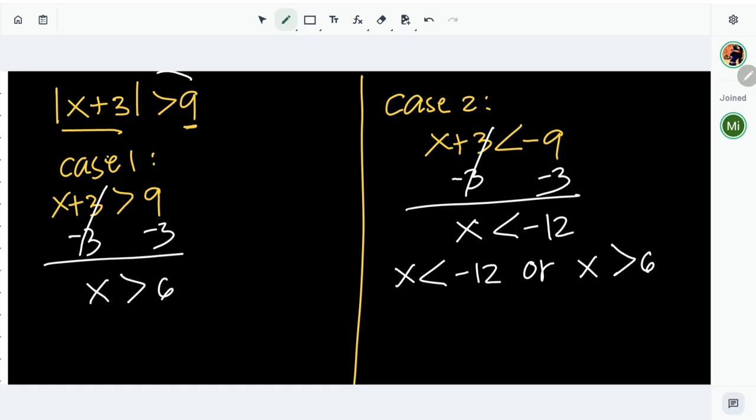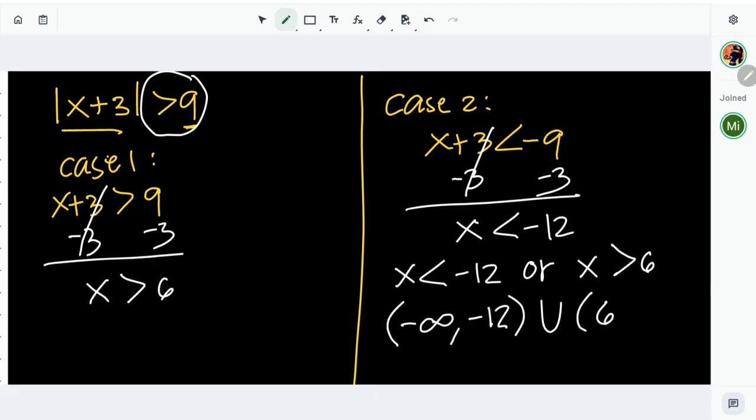Take note, if the given inequality is greater than, then in your interval notation or inequality form, you use or. Alright? And the interval notation would be this one. It says x is less than negative 12. So all of the numbers less than negative 12, so that is from negative infinity to negative 12. But negative 12 is not included. So it's open, union, greater than 6. So 6 is not included, and all of the numbers greater than 6, so positive infinity.